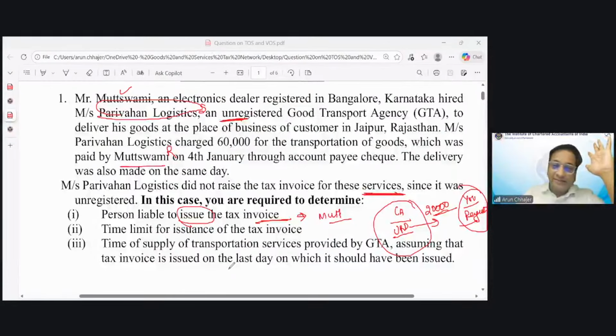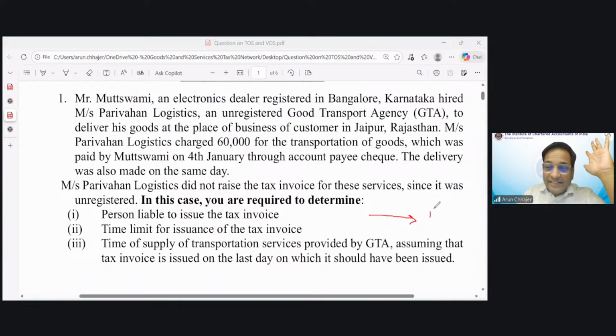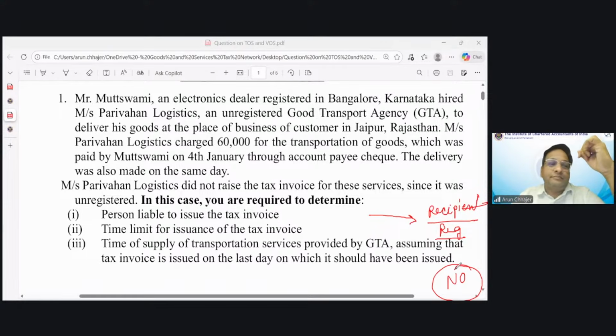Now tell me one thing. In this case, whether recipient will prepare the invoice because it is registered. Mostly you are saying yes. Once again, confirm. Quickly tell me, Mahalakshmi, Linga, and everyone. Answer is no. Whether CA services are covered in reverse charge? Tell me whether CA services are covered under reverse charge.